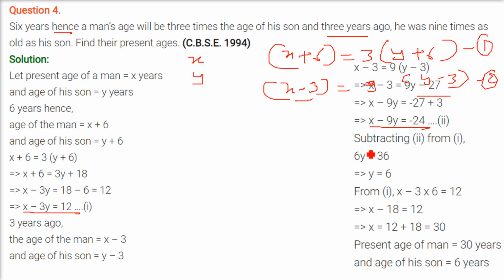You know how to solve these two equations. It is given in front of you. x will be equal to 30. y will be equal to 6. That is, man's age is 60. Son's age will be 6.